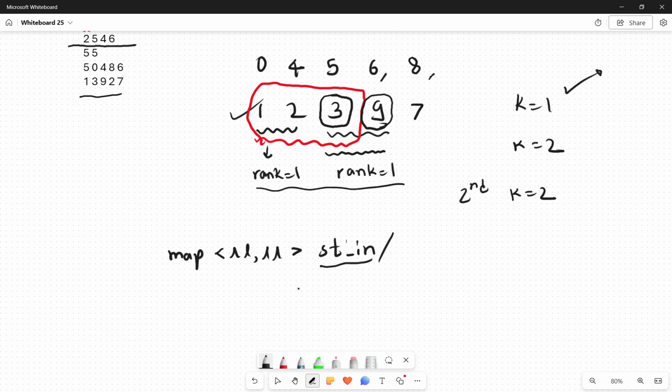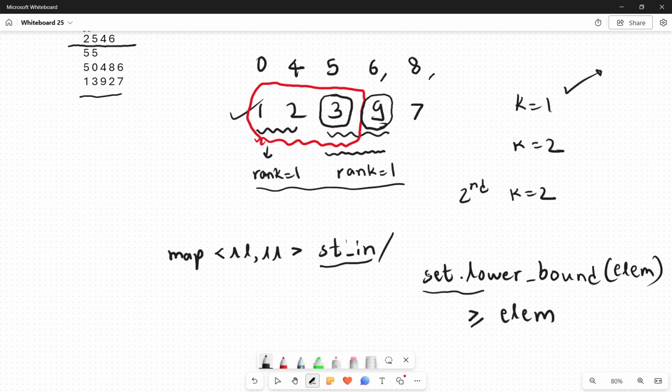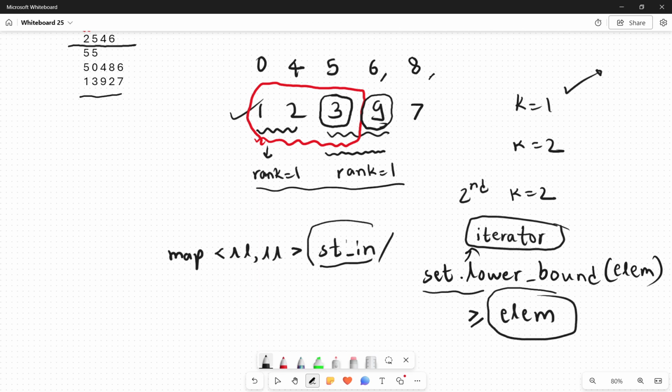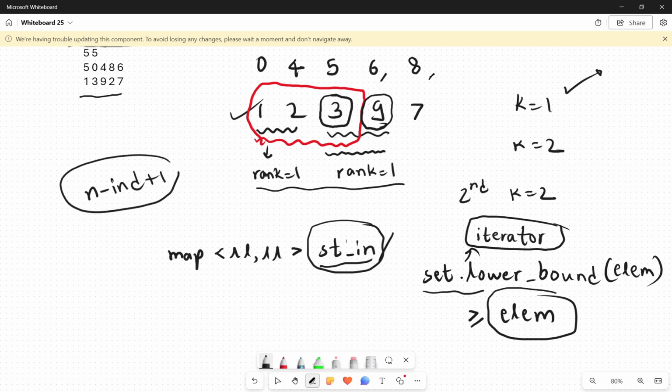And we can use the set and its functionality called lower bound of some element. This returns the iterator pointing to the element which is greater than or equal to the element. Okay, it returns the iterator, right? So that is basically the thing. And we will extract the value from that iterator. It will give us the value, and we will check the index of that value and do some n minus index plus 1 thing to get the length of that interval.